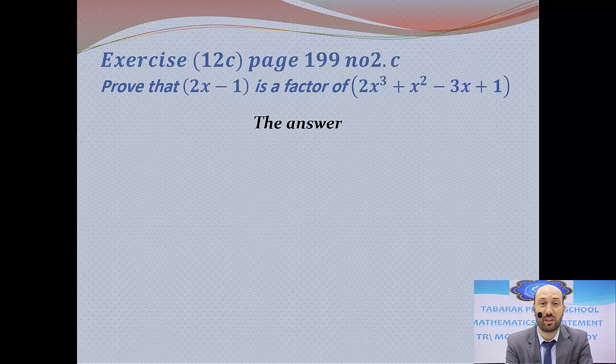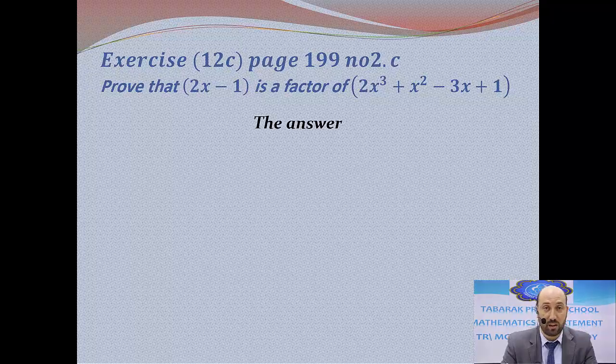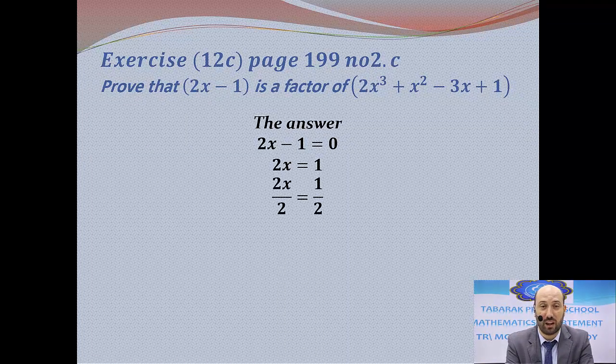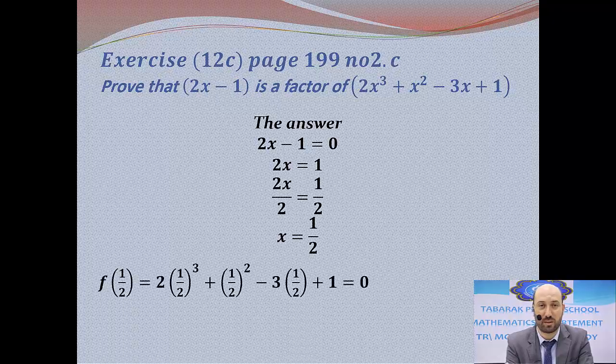So now here we have an example. Exercise 12C, page 199, number 2C. Prove that 2x minus 1 is a factor of 2x power 3 plus x squared minus 3x plus 1. So here to find it, we have to read the question very well and carefully, because here we have a factor. A factor means we have to find the zero of this factor. 2x minus 1 equals 0. By solving, we will have 2x equals 1, so dividing by 2, we will have x equals half. Now we have to find the function of half.